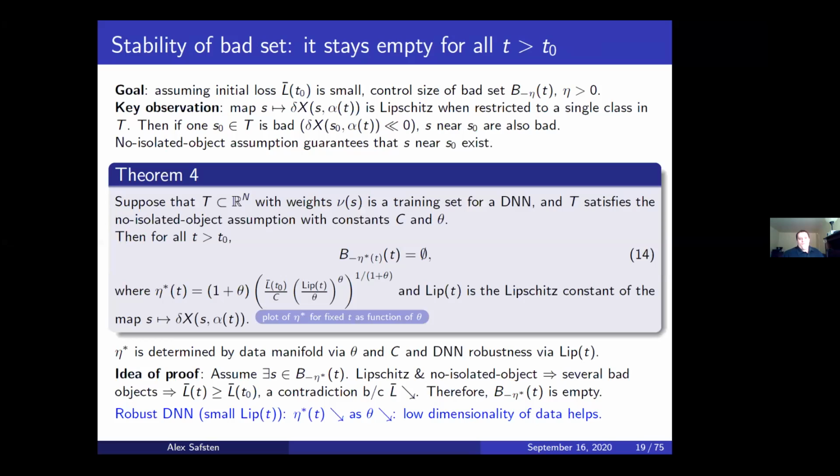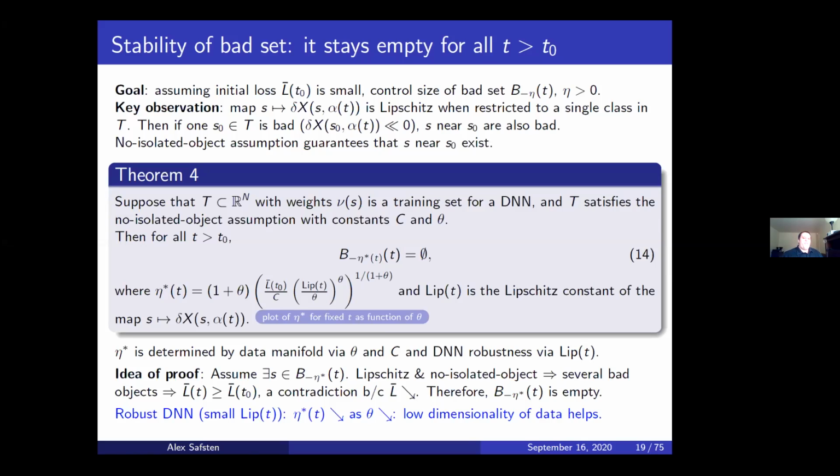So the idea of the stability of the bad set is that we will assume that we have low initial loss, and then we will control the size of the bad set of margin negative eta of t for all times. The main observation here is that the map that takes the object S to delta x of S is Lipschitz when we restrict to a single class. Therefore, if we have a single object S naught in T that is bad, that is, delta x of S naught is much less than 0, then nearby objects of the same class are also bad. So having one bad object means that we have several bad objects.